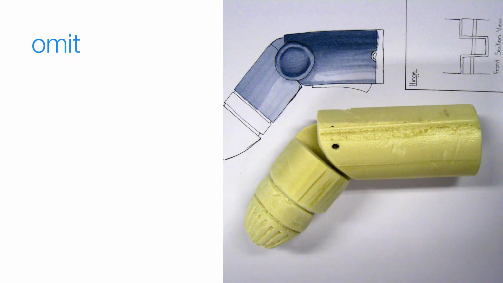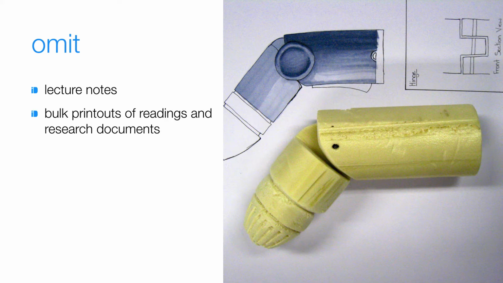All right, now there are some things that don't go into the DDR, and they are for pretty good reasons. Lecture notes don't go in. This can be quite voluminous, and lecture notes are not generally directly related to a project. Bulk printouts of readings and research documents shouldn't be inserted into the DDR. These are usually A4 in size, and that can make the DDR very cumbersome and unwieldy, and obviously not always really apparent in how it relates to the design process.